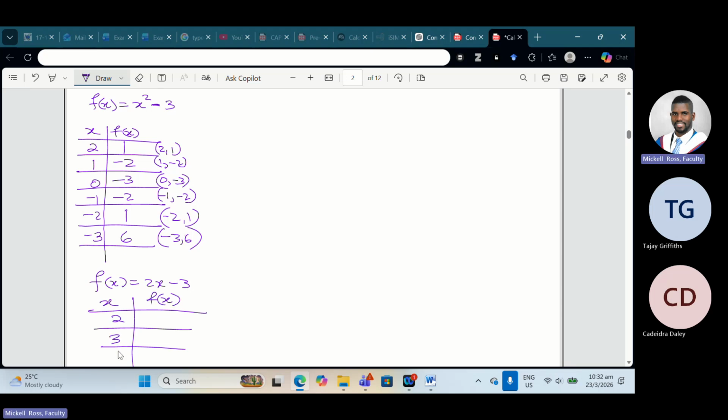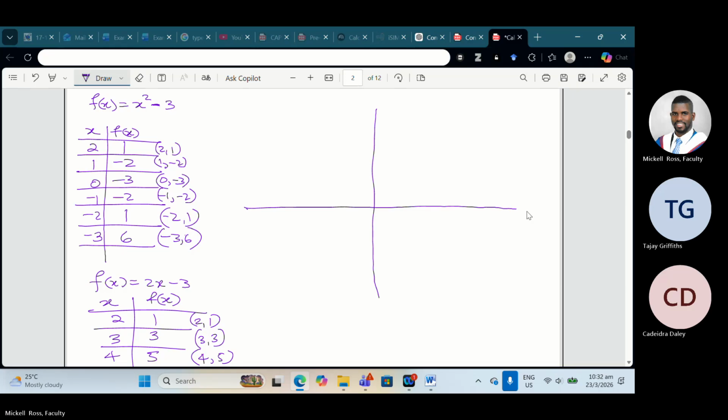But we're going to use 2, 3, and 4. So 2 times 2 is 4 minus 3, that's going to give us 1. 2 threes is 6 minus 3, 3. 2 fours is 8 minus 3, 5. So we're going to plot 2, 1; 3, 3; and 4, 5. Those are the points that we're going to plot to get that line. So we have the x-axis and we have the y-axis.